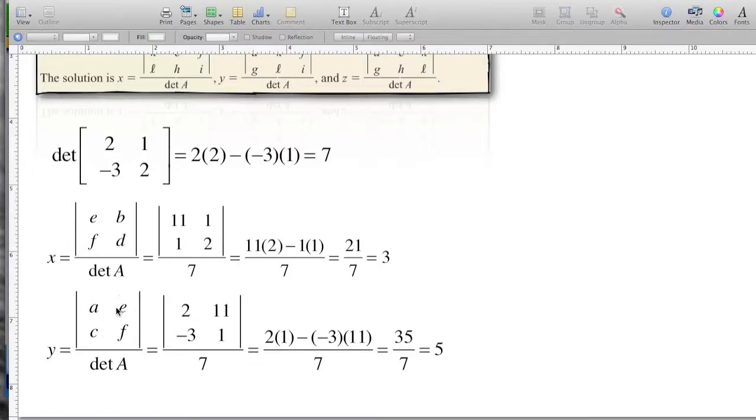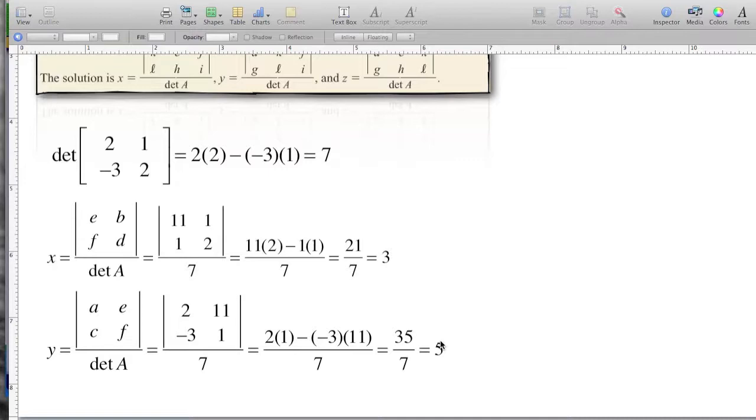All right. The next one is y. Since I'm solving for y, I put my E and my F in the y positions, the coefficients of my y's, and I plugged in the values, 2, -3, 11, 1. Then it's 2 times 1 minus this diagonal, so minus -3 times 11. So that's 2 plus 33, which is 35, divided by 7, which ends up giving me 5.